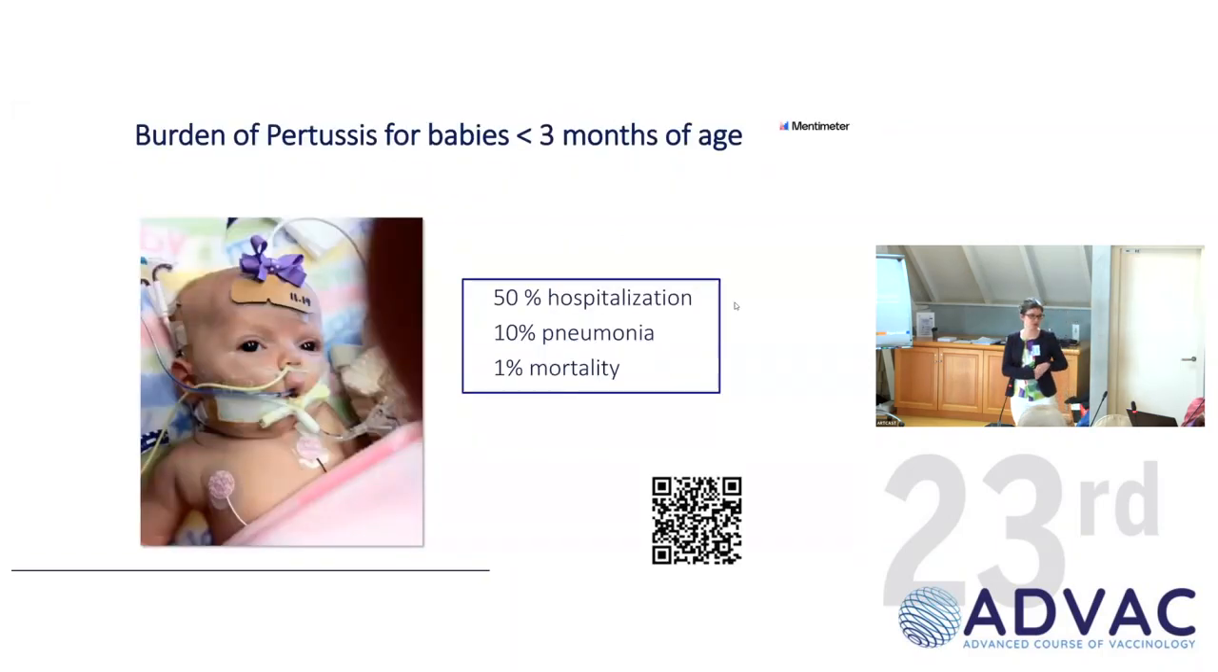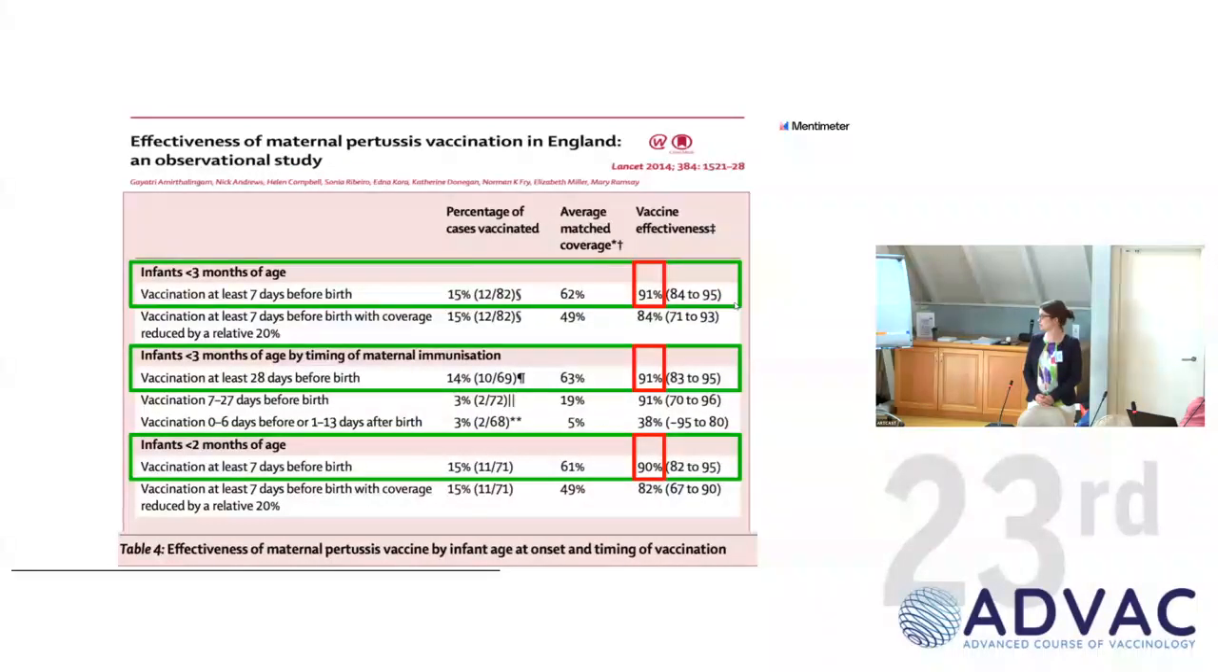So you all know the burden of pertussis, especially in Western countries, where we talked this morning about neonatal pertussis and hospitalizations. Here a baby is intubated, and there is a mortality rate of about 1%, and there's nothing you can do, except you can vaccinate mothers. And here you see the vaccine effectiveness, so not efficacy, but effectiveness, which is over 90% when you vaccinate mothers during pregnancy. Before, we did the cocooning and vaccinated everybody around the mother, and this is way less effective than if you give vaccines to the mother at the right time.